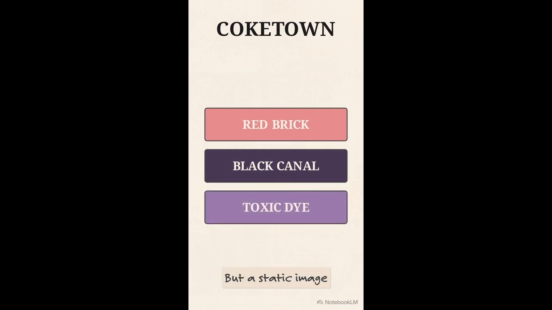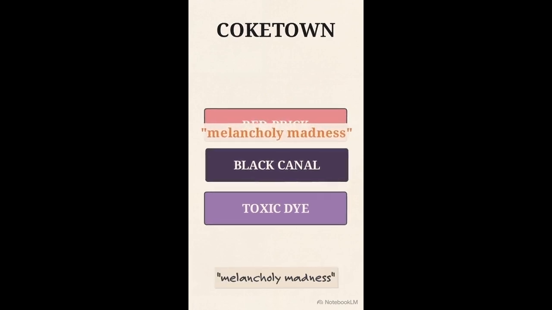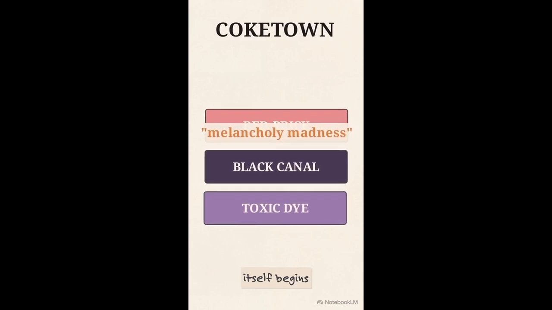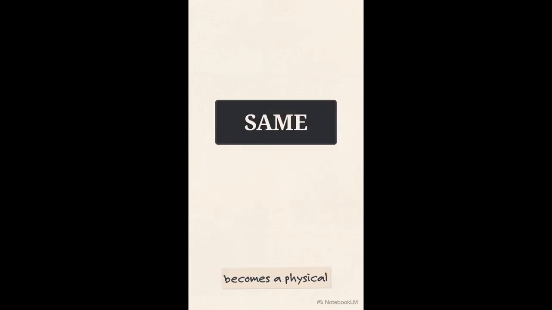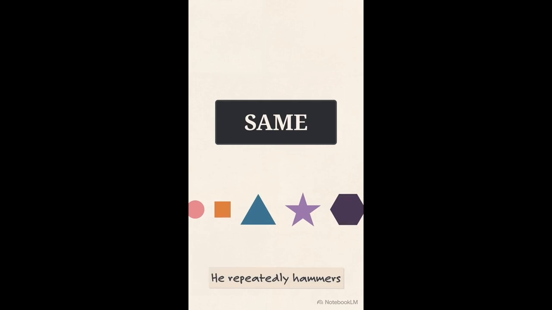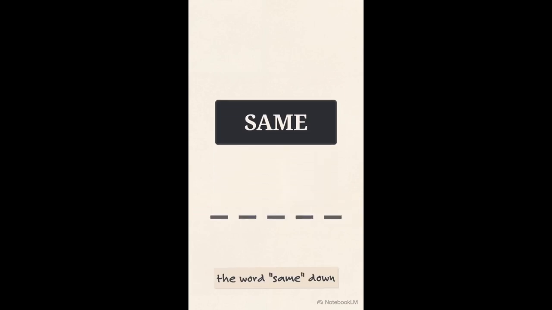But a static image can't convey the physical rattling of the mechanisms, so he injects the melancholy madness of an elephant, and the text itself begins to tremble. Then the paragraph becomes a physical stamping press. He repeatedly hammers the word same down onto the page, physically stripping the workers of their individuality.